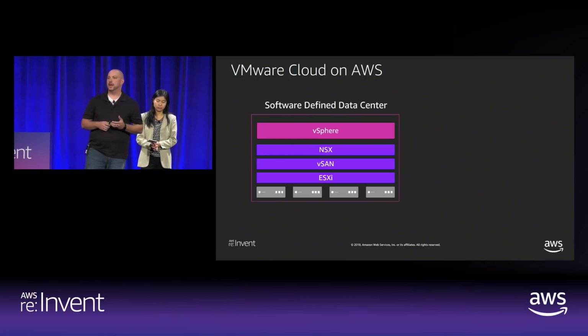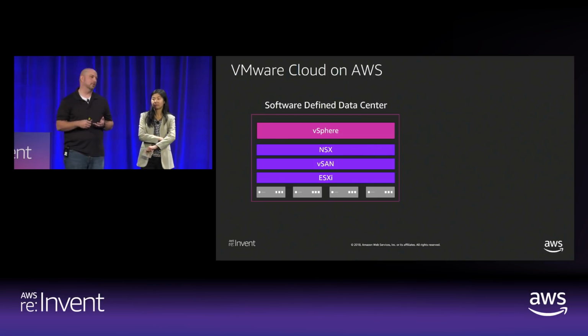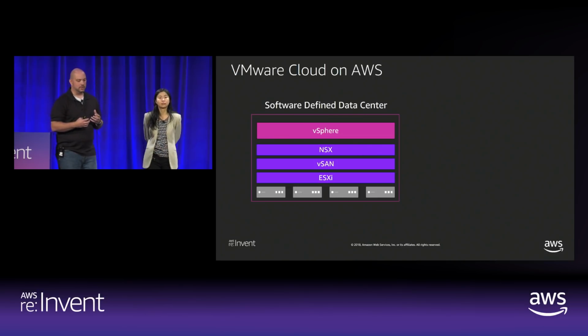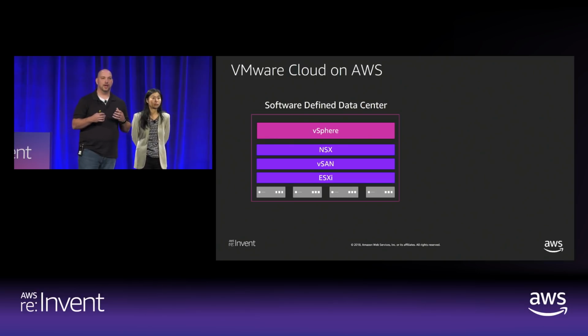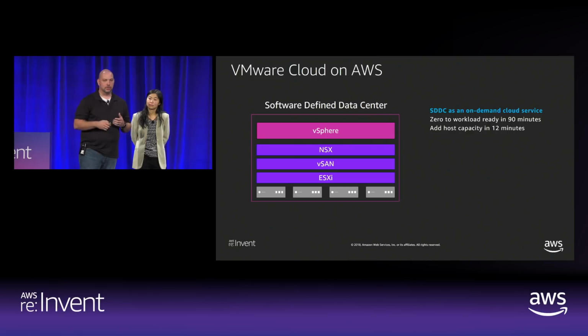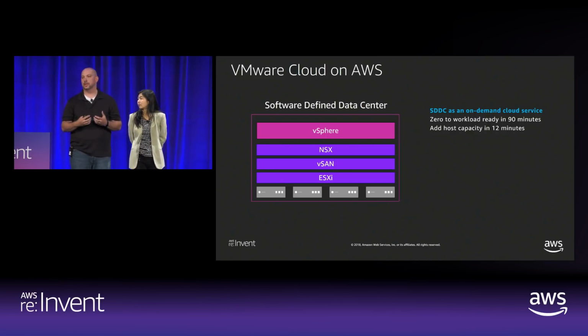So a software-defined data center at its core is essentially the virtualization of all of the components that you would have in a physical data center. So the compute, the storage, the networking, the management plane, the virtualization of all of these things. So a software-defined data center with VMware Cloud is essentially delivered as a service. So VMware Cloud on AWS at its core is vSphere delivered as a service.